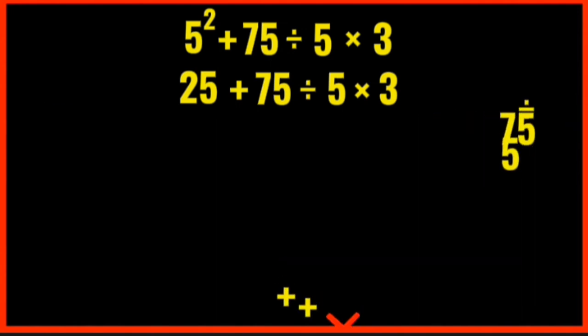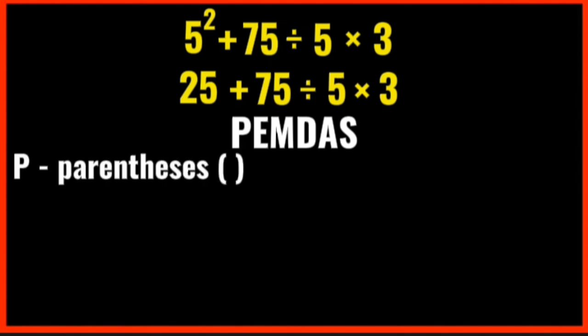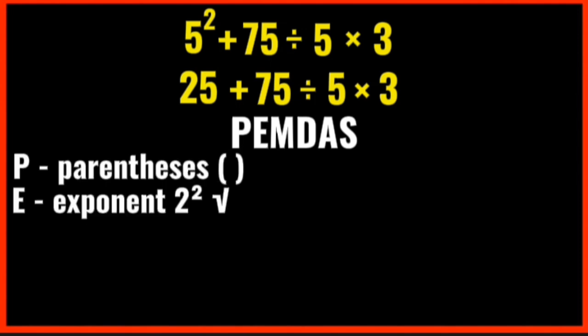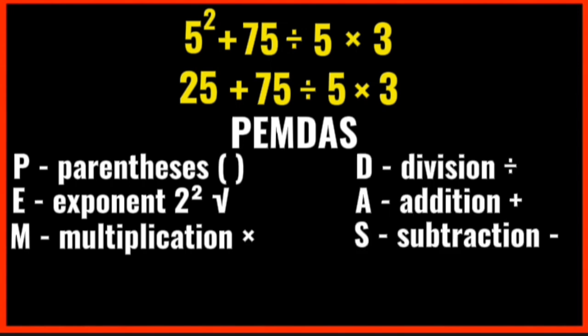Now let's solve it the correct way. To solve this question properly, we use the PEMDAS rule. P stands for parentheses, E stands for exponents, M stands for multiplication, D stands for division, A stands for addition, and S stands for subtraction.